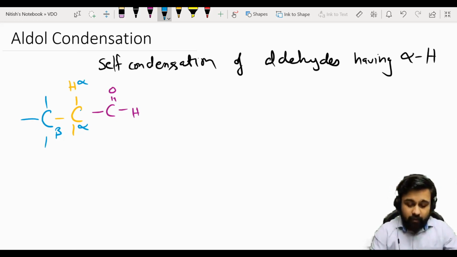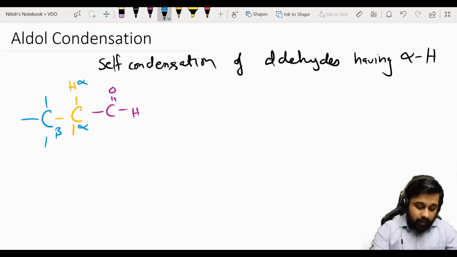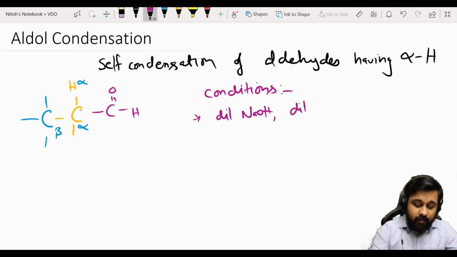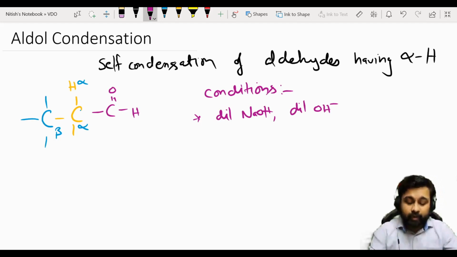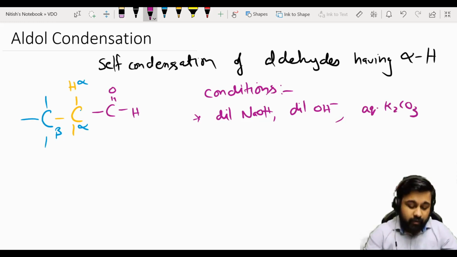This alpha hydrogen can be abstracted by any base. It can be taken away by any base. So conditions required for aldol condensation are mildly basic conditions. Reagents like dilute NaOH, or sometimes in your exam you may just be given dilute OH minus, or even aqueous K2CO3. Any alkali metal carbonate solution is also sufficient to initiate aldol condensation.